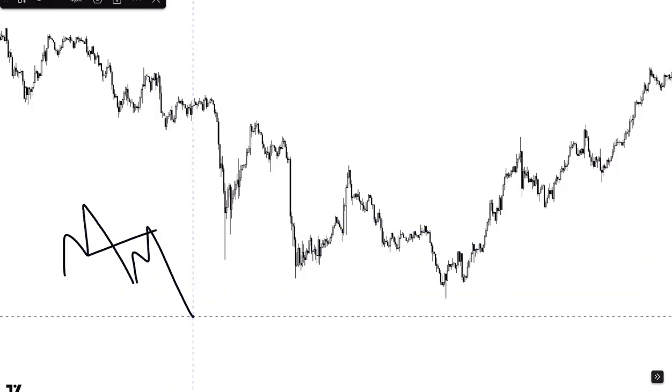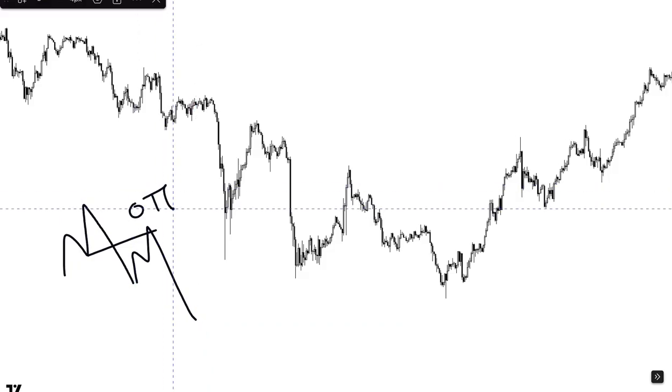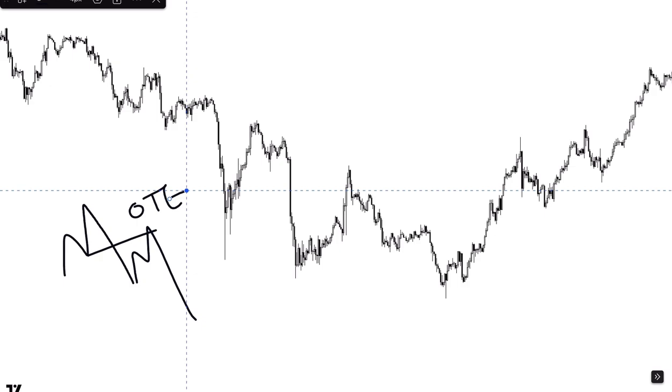And then trading lower in the second leg of an OTE. The true market structure shift is pretty much an OTE, right? And it can be either an OTE or a trade into the breaker, right?